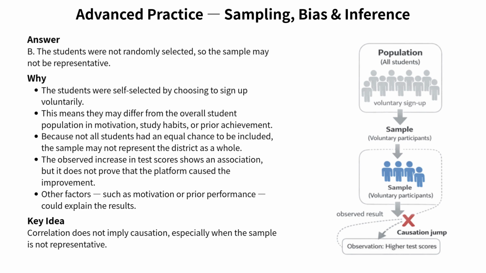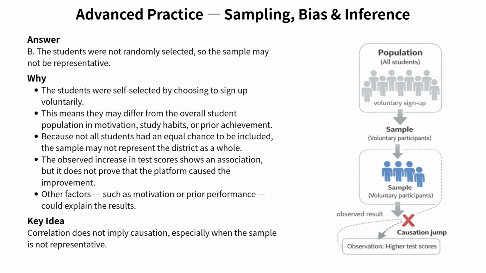But notice the red X with the label, causation jump. This marks a critical error in reasoning. The data shows an association between using the platform and higher scores, but it does not prove causation. We cannot conclude that the platform caused the score improvement. Other factors, such as motivation, study habits, or prior achievement, could explain the difference. This leads to the key idea at the bottom of the slide. Correlation does not imply causation, especially when the sample is not representative.